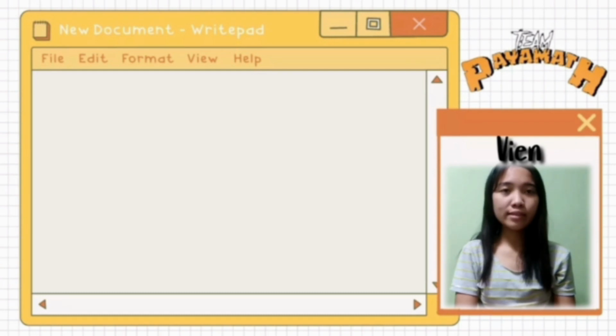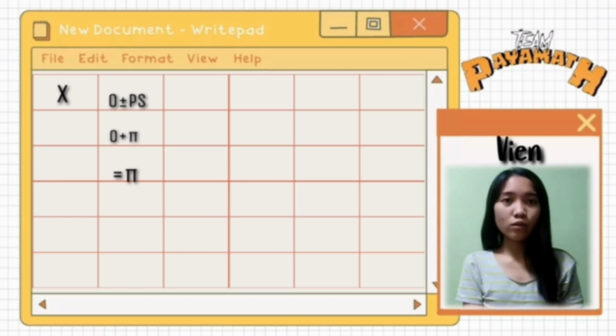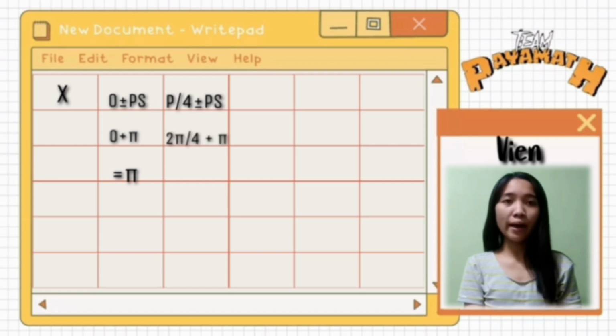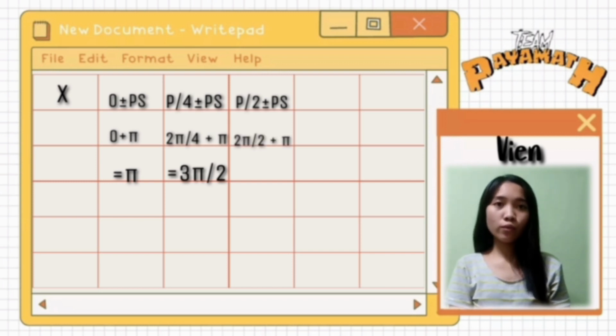So let's begin to identify the x for our cosecant. For our first column, 0 positive negative ps is equal to 0 plus pi is equal to pi. So for our second column, p over 4 positive negative ps is equal to 2 pi over 4 plus pi is equal to 3 pi over 2. So for our third column, p over 2 positive negative ps is equal to 2 pi over 2 plus pi is equal to 2 pi.